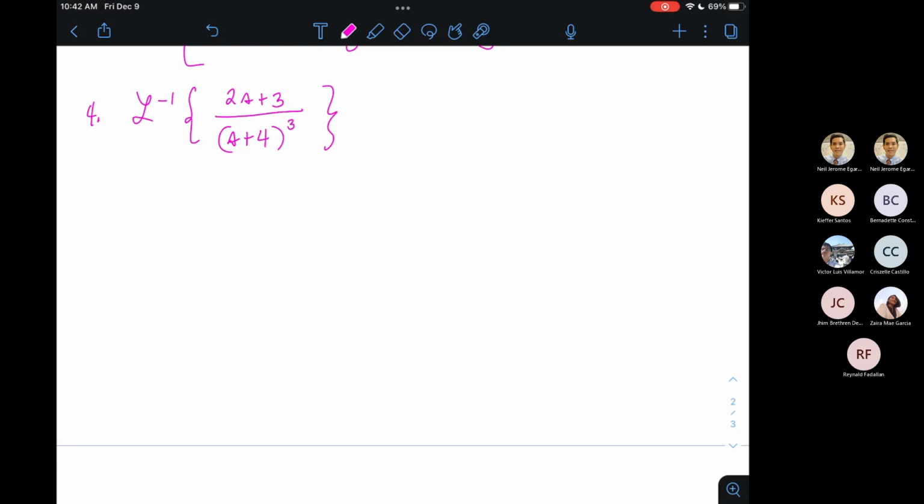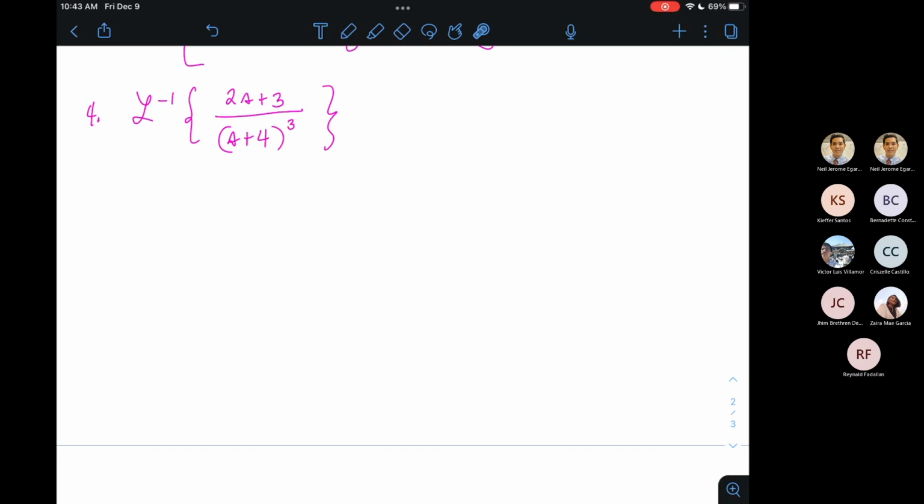Ano yung problema sa denominator? Komplikado yung denominator kasi meron tayong s plus 4 quantity cubed. What if I shift it first? All right? Gumamit ako ng exponential shift. Lahat ng s's palitan ko ng s minus 4. I shift all s's to the left by 4 units. So the denominator will be s cubed.